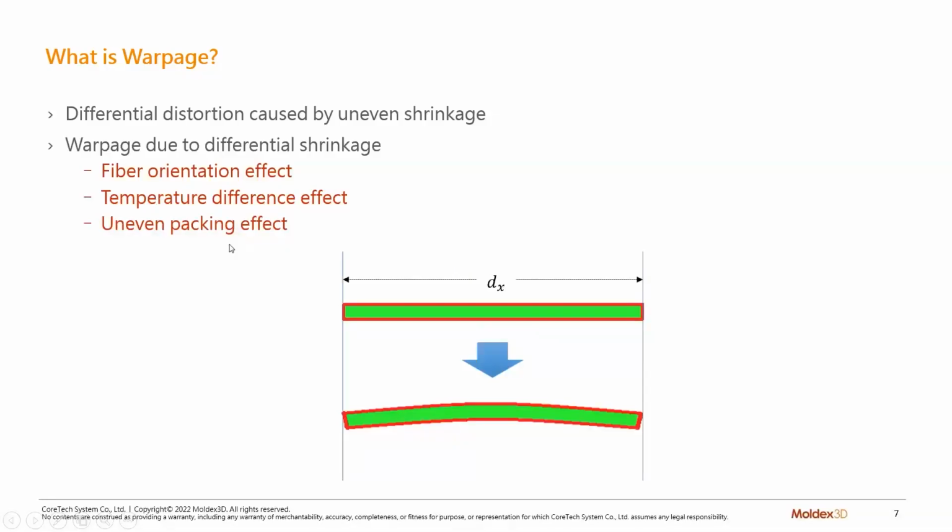So, the introduction. First, what is warpage? Warpage is caused by uneven shrinkage, when the dimension changes from our original design due to differential shrinkage, or fiber orientation for fiber material, or temperature difference, or uneven packing effect. So we can call it warpage. Mainly these are the factors that affect our warpage.